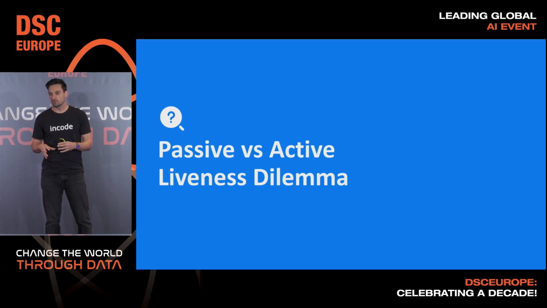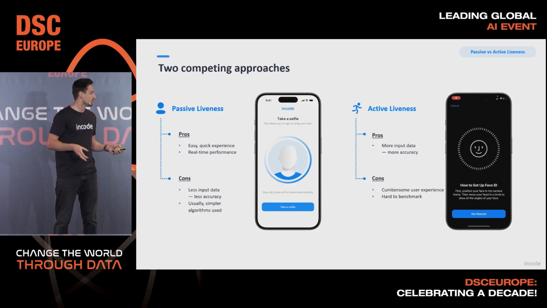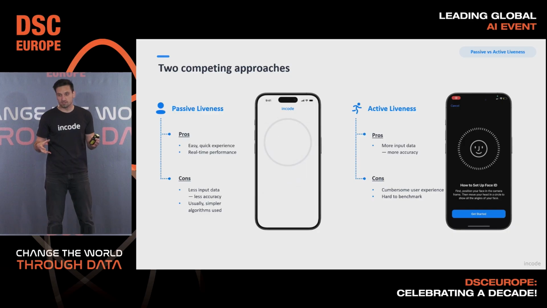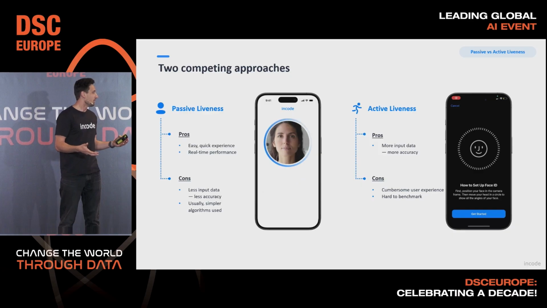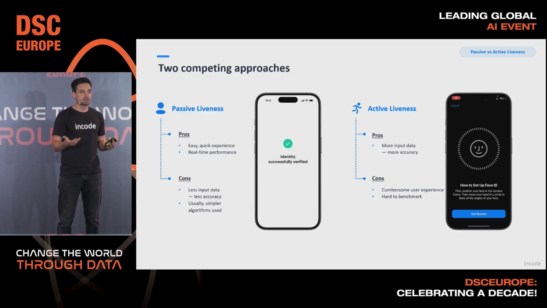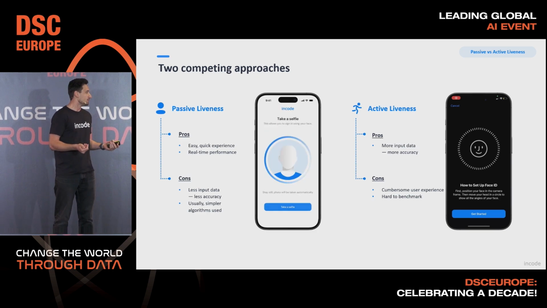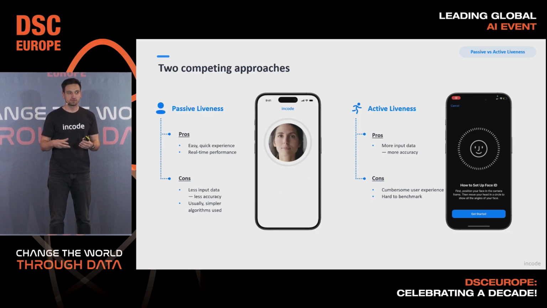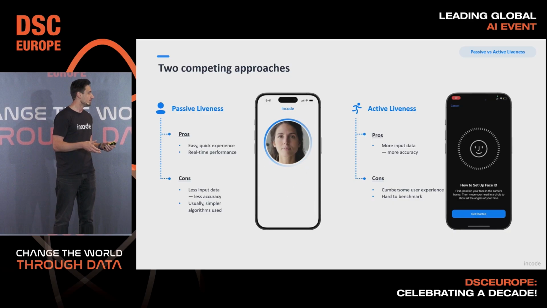Okay, so in our industry we have a huge debate between passive versus active liveness. So what is that? Basically, you can see in the video on the left, this is a passive experience. For the user, it's just like making a selfie. And that's, of course, very fast, very convenient. You want to go through a process that is as simple as possible. You get real-time performance. But on the other hand, because of limited input data, it is harder to achieve high security. And also, because of that, usually simpler algorithms are used.